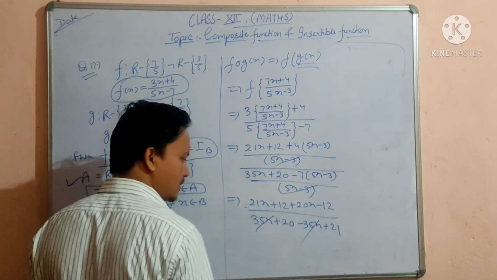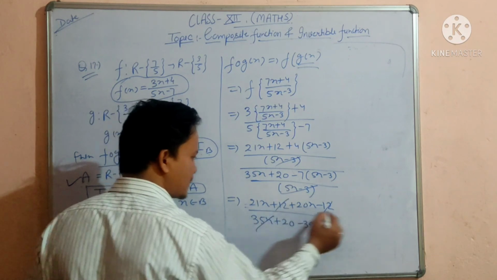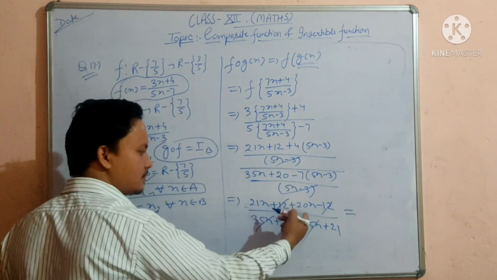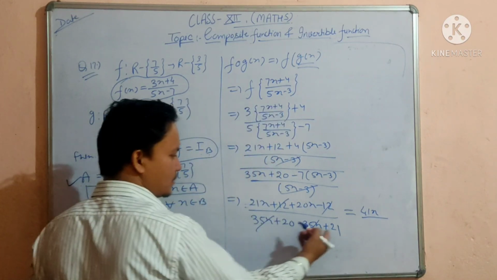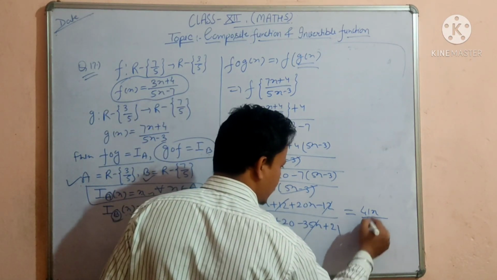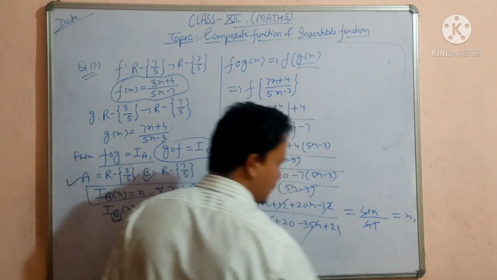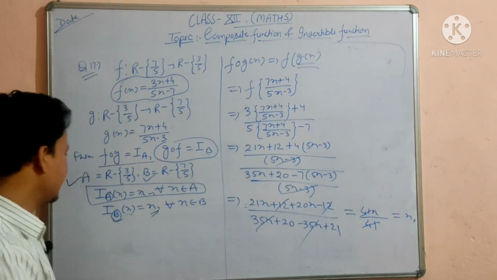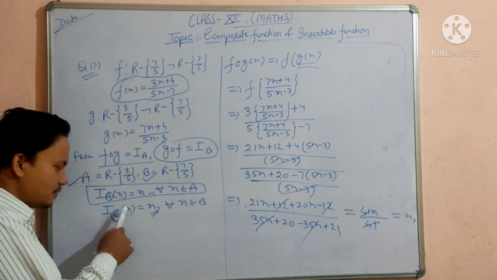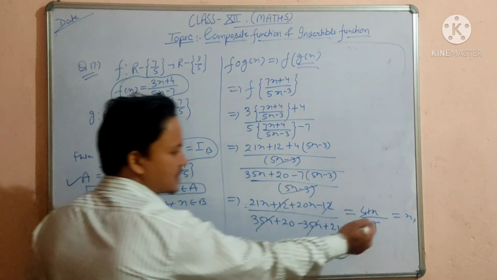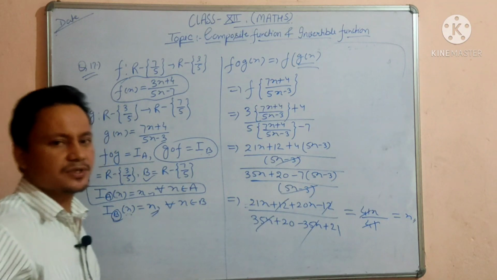So this will be cancelled out in the denominator. In the numerator, 12 will be cancelled out. So this will be 21 plus 20, that is 41 times x, divided by 20 plus 21, that is 41. So 41 cancels out. This is again x. This is what we had to show: that the identity of x for the set A will be x and the identity of x for the set B will also be x. So in both cases our value is x and the question is proved.